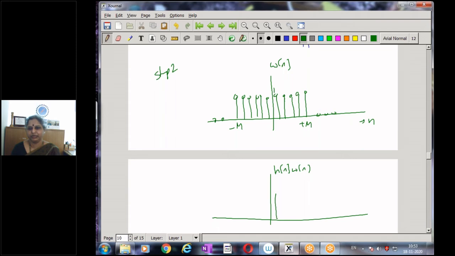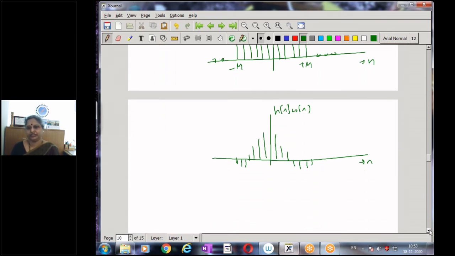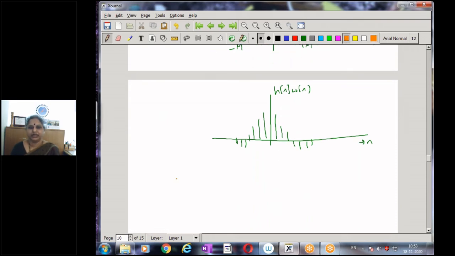Since it's multiplying by 1, I have the same coefficients retained, and depending on whatever m we select, we are going to get the result. So this is my step 2. I take my rectangular window function, and then I multiply. And the next step, as my step 3, I'm going to give a right shift by m. So this is going from minus m to plus m. I am going to give a right shift by m to make the whole response causal.